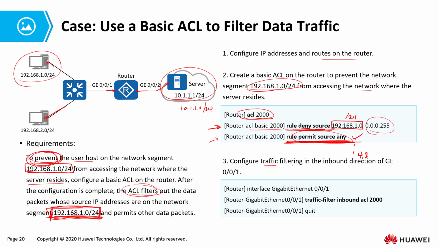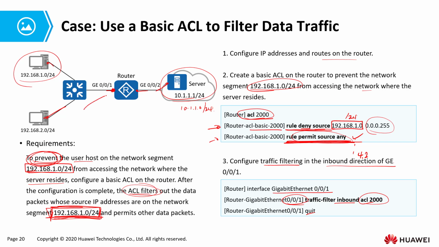So configure traffic filtering on the inbound direction of Gigabit Ethernet 0/0/1. We'll get into Gigabit Ethernet 0/0/1 view and then use the command traffic-filter inbound acl 2000. So we are invoking ACL 2000 for every traffic that is coming into the router at this interface. And then we'll quit the interface view. Using that, we would have applied the ACL to that inbound interface.